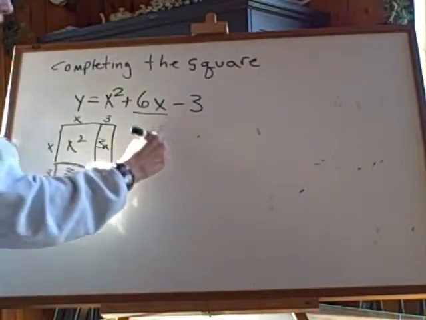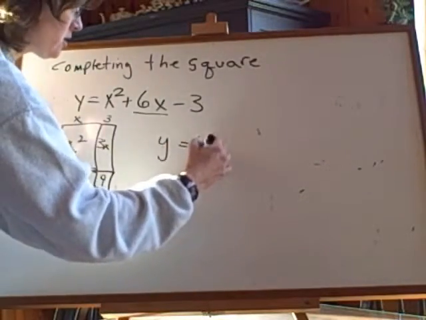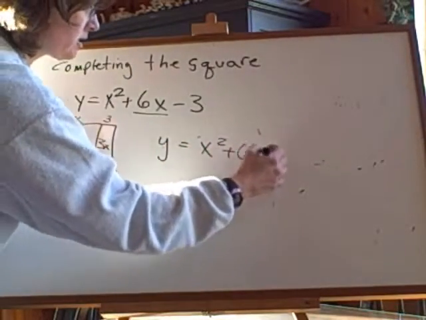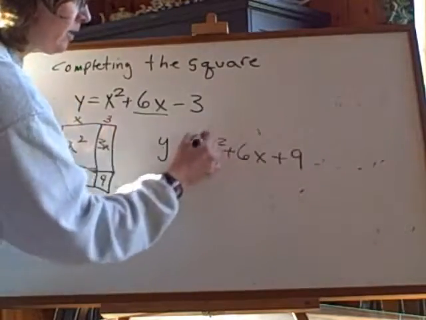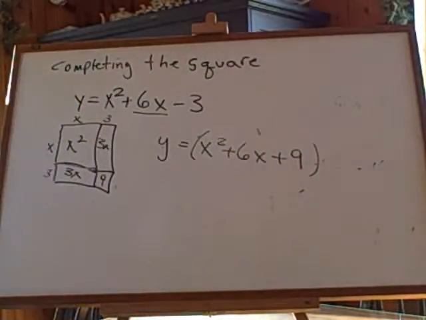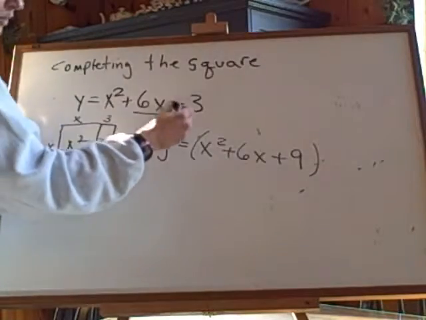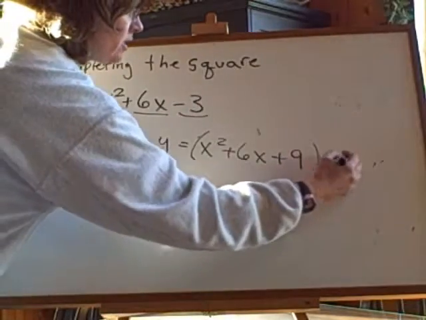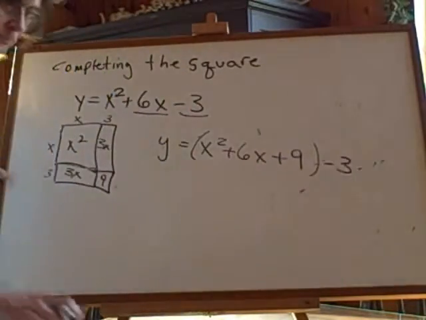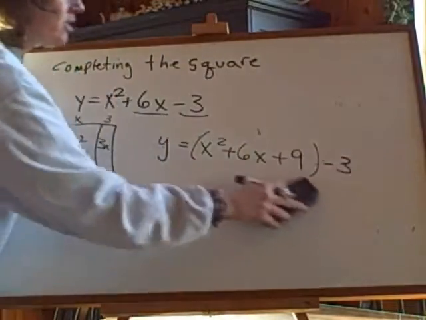So this is how we're going to write it. We're going to have y equals x squared plus 6x plus 9. And I'm going to put that part in parentheses, right? I'm going to put what I originally had there, which was negative 3. And then plus 3? Well, no, not plus 3. Minus 9.